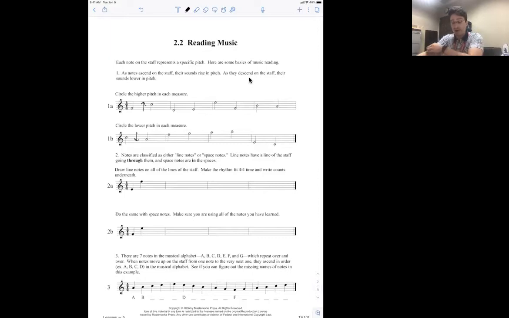So in exercise 1A, circle the higher pitch in each measure. So this one is lower than this one, so that's the higher pitch. That one's the higher pitch. That one is higher, and that one is higher.